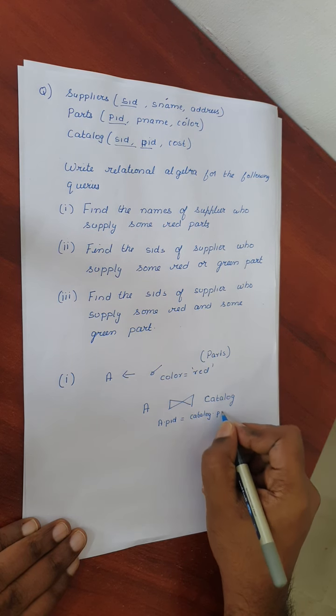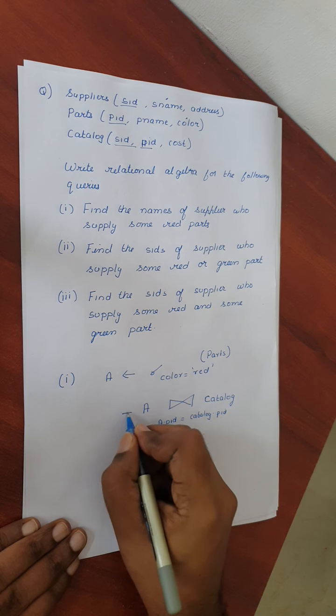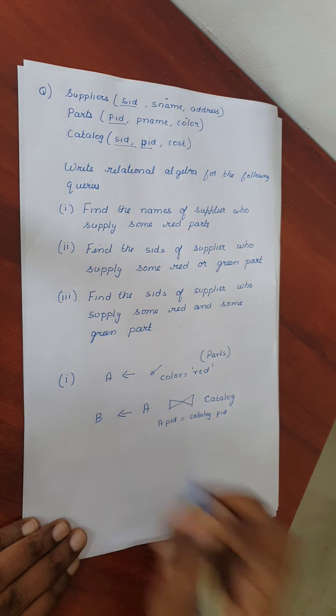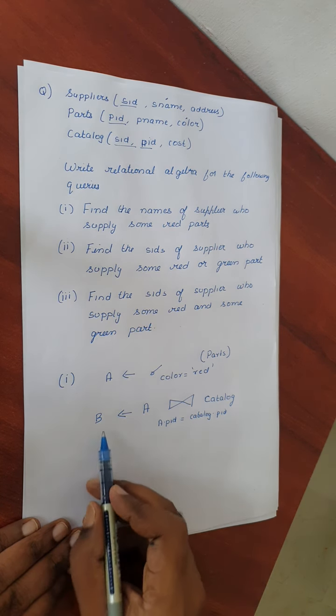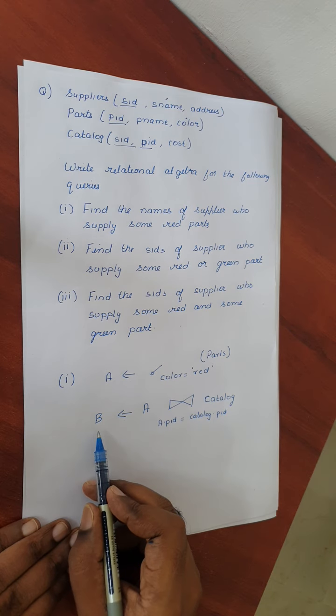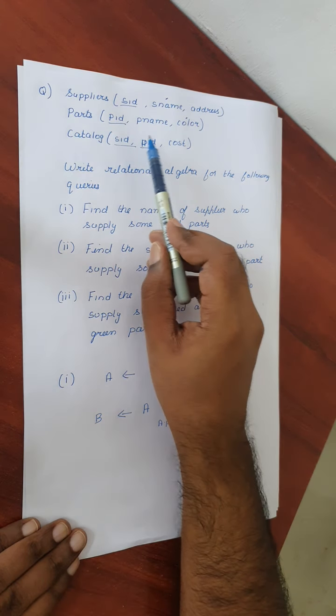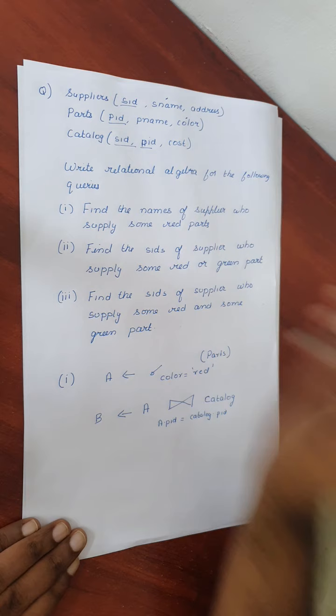A dot PID equal to catalog dot PID. So this will be your next intermediate relation. This intermediate relation B contains all the attributes: PID, P name, color, SID, cost.